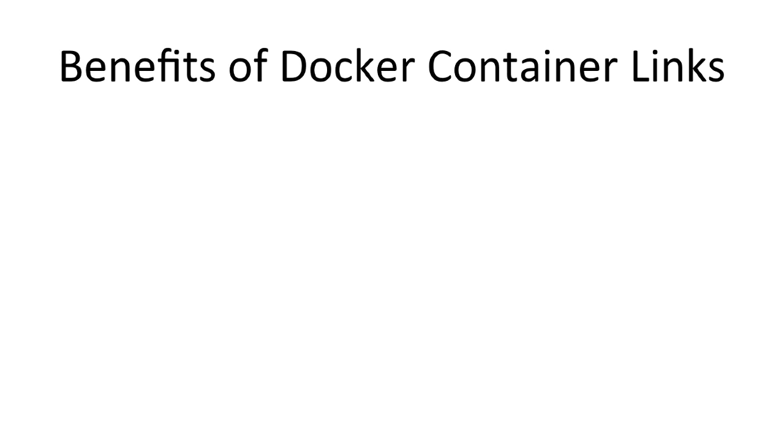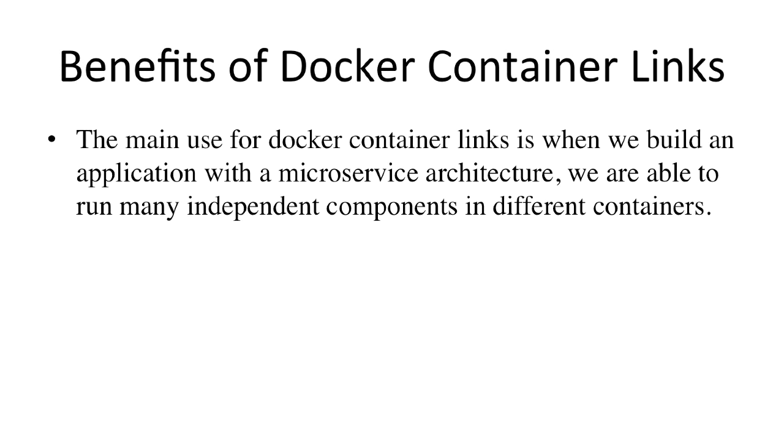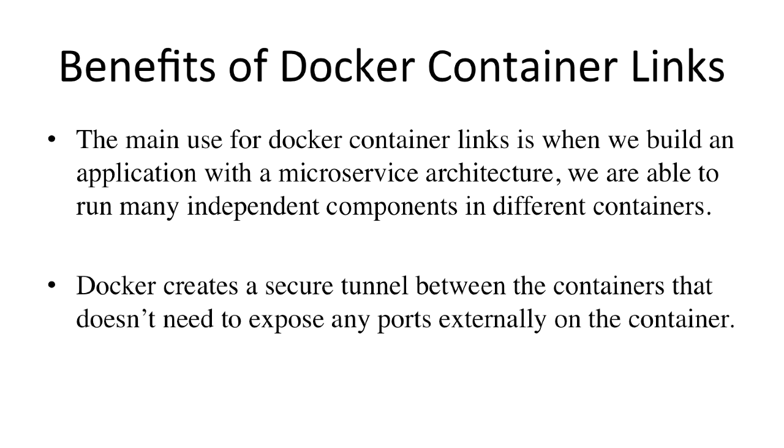Let's summarize here. The main use for Docker container links is when we build an application with a microservice architecture. We're able to run many independent components in different containers. Docker creates a secure tunnel between the containers that doesn't need to expose any ports externally on the container. You'll note when we started the Redis container, we did not use the -p flag. That's a big benefit of linking. We don't need to expose the source container, here the Redis container, to the external network.